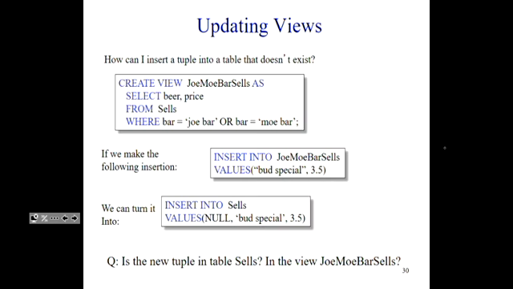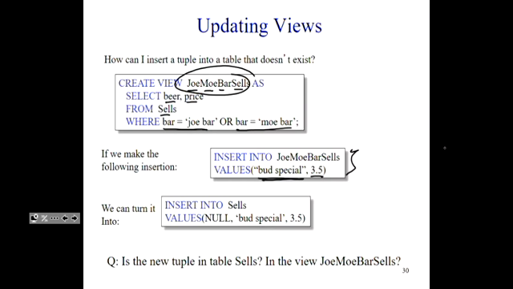Let's say I have a view which is Joe Mo bar sells, and this is defined to be the set of beers and prices from sells where bar is equal to Joe bar or bar is equal to Mo bar. So these are all of the beers and prices for beers that are sold at Joe bar or Mo bar. Now let's say I go ahead and insert into this view, Joe Mo bar sells, the values Bud Special and 3.5. So that's a new beer and that's a new price.